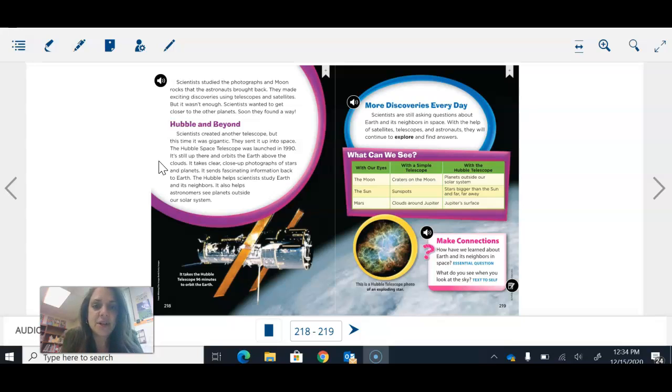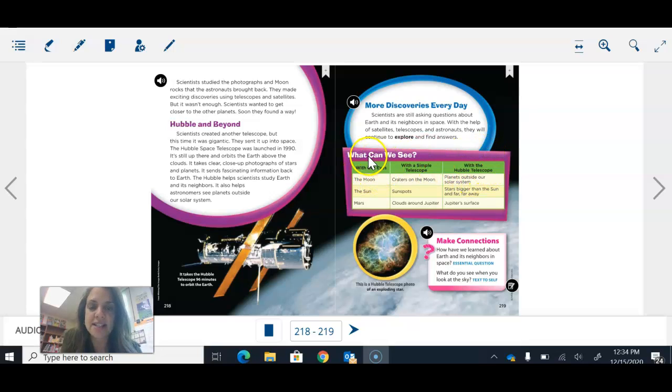Scientists are still asking questions about Earth and its neighbors in space. With the help of satellites, telescopes, and astronauts, they will continue to explore and find answers. And look at this nonfiction text feature. We have a chart. What can we see? Here are some headings. We can see with our eyes, with a simple telescope, and with the Hubble telescope.